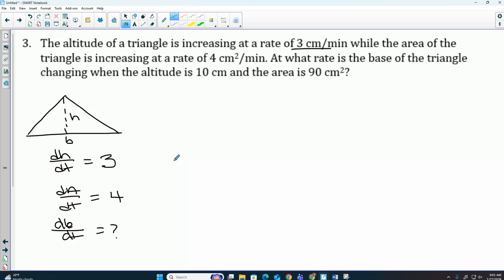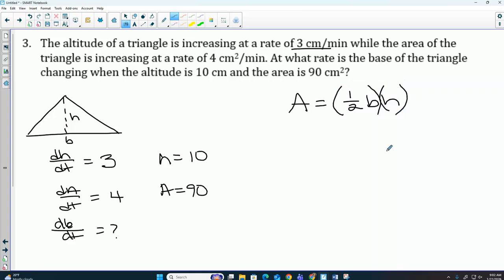When the altitude is 10, so at the point when my height is 10, the area is 90. If I'm talking about area, I need the area formula. What's the area of a triangle? If you called your height A, that's fine, you just have to change your label. Now, what I need to recognize is B and H are both variables here. Neither one is constant, so I can't plug in their values yet.